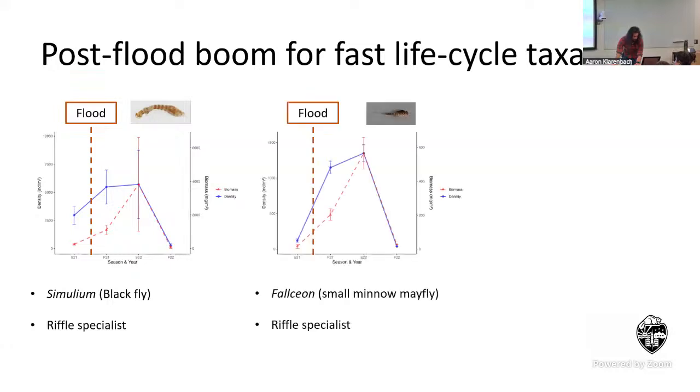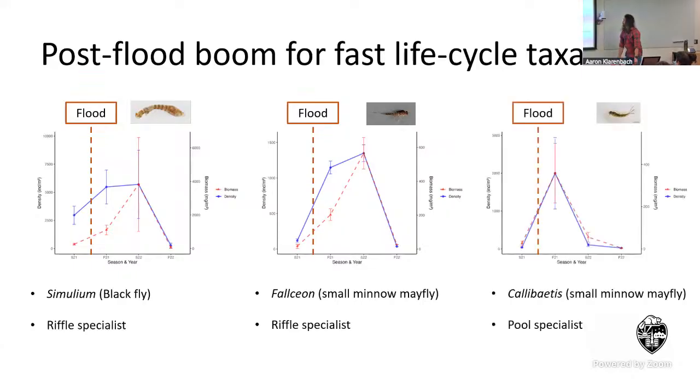We did another taxa, Falcion, which is a baetid mayfly. Another riffle specialist, we see a very similar pattern for this taxa as well. And we did one more baetid mayfly, Calvatus. However, this one's a pool specialist.